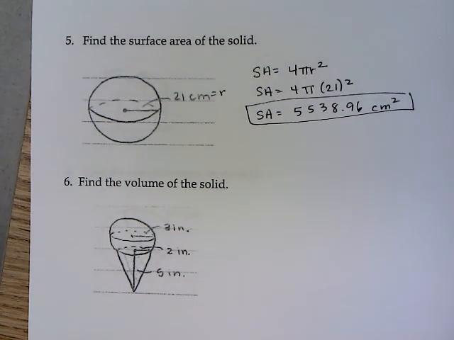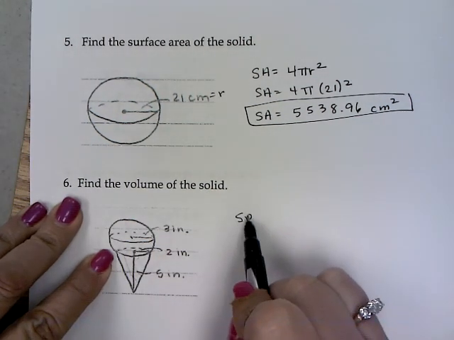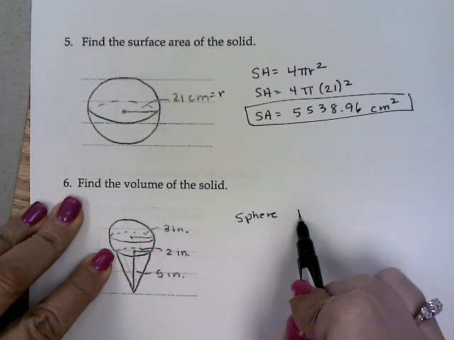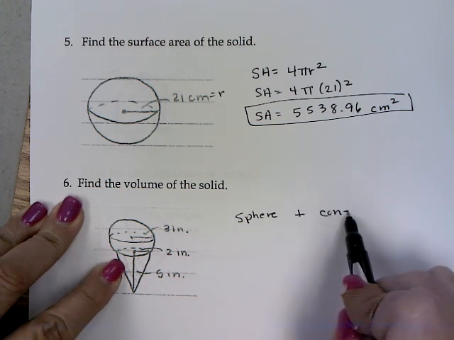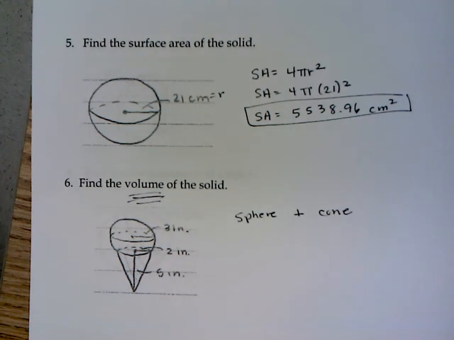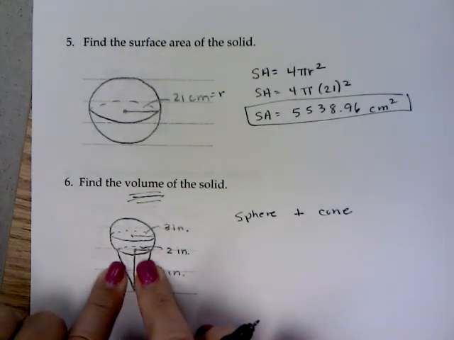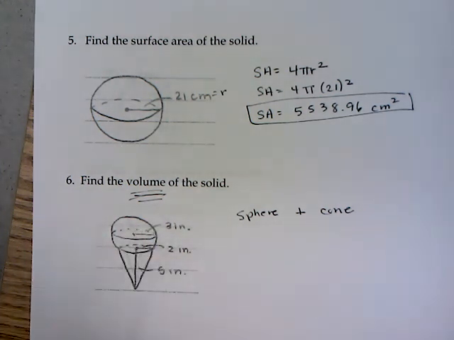Number 6, I'm trying to find the volume of the solid. Now, with this, I'm going to make a plan. I have a sphere, and I'm adding to it a cone. What's nice about volume is I can just add the two pieces together, because remember, volume is what fills up my figure. So it's talking that this whole cone here at the bottom is filled up, and this whole snow cone piece is solid on the top.